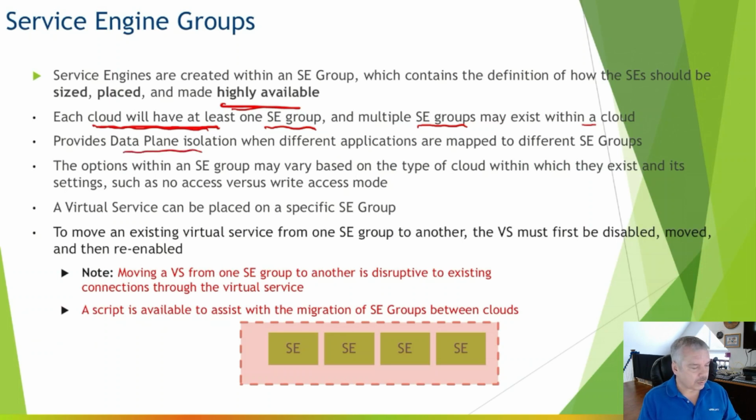Provides data plane isolation when different applications are mapped to different service engine groups. Yeah, so workload 1 is using this service engine group, workload 2 is using this service engine group. You now have physical isolation if you need that.